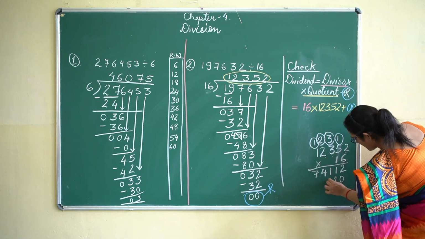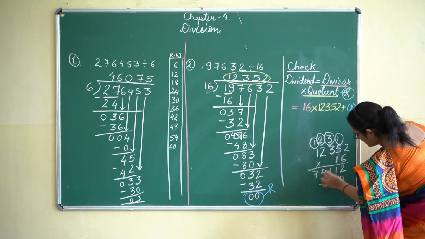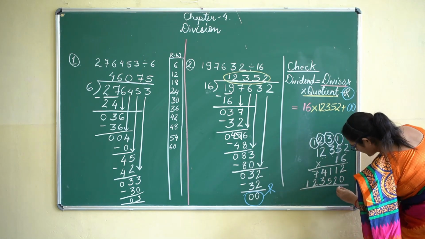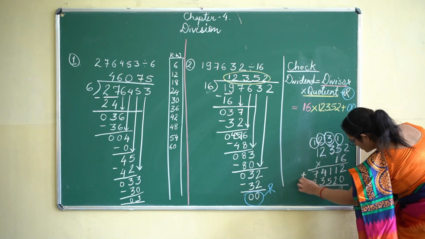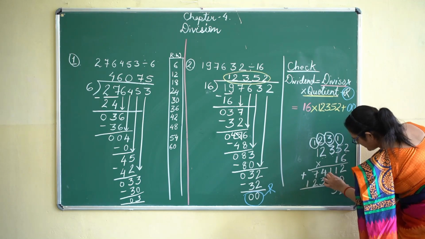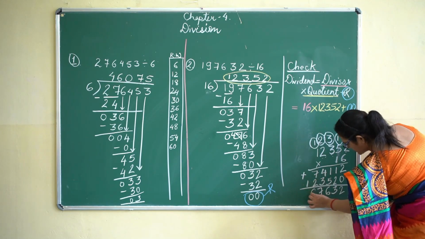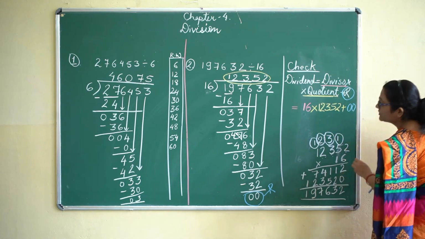1 two is 2, 1 five is 5, 1 three is 3, 1 two is 2, 1 one is 1. Now we'll add. 2 plus 0 is 2, 1 plus 2 is 3, 1 plus 5 is 6, 4 plus 3 is 7, 7 plus 2 is 9, 1.